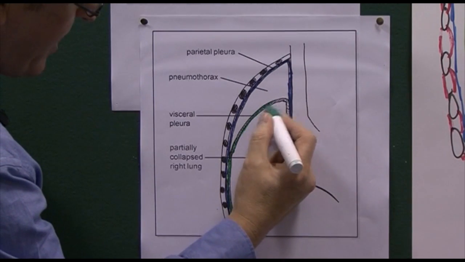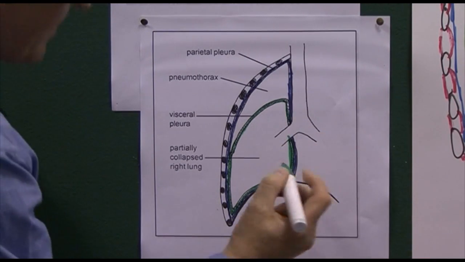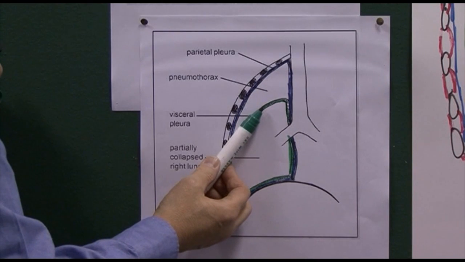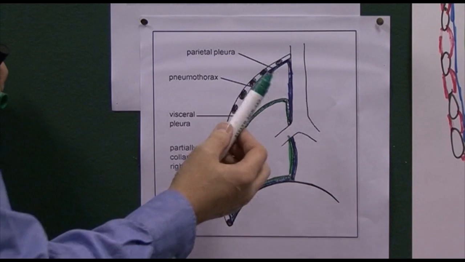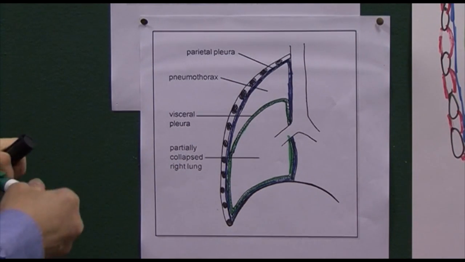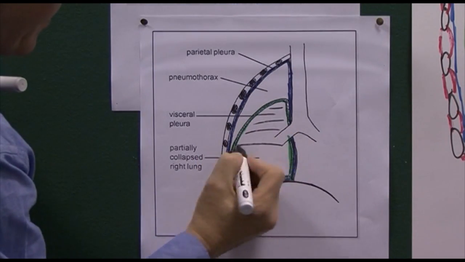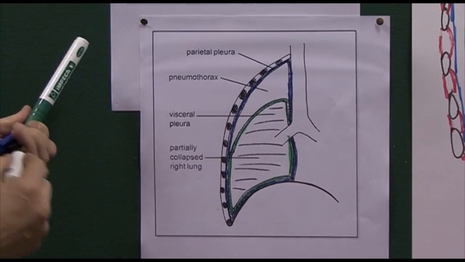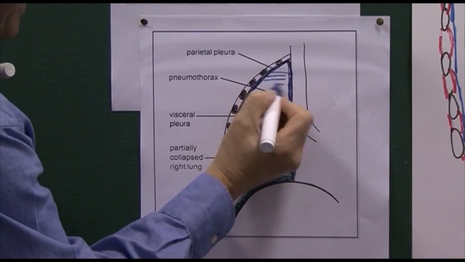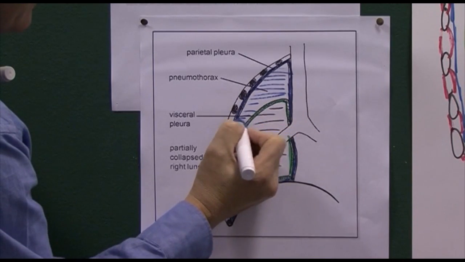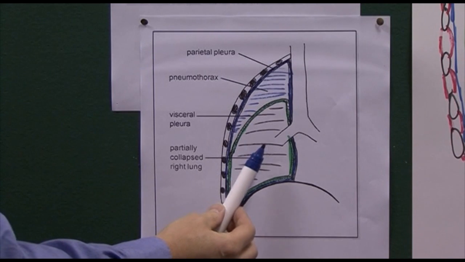But here the lung has partly collapsed. And here we can see that the visceral pleural membrane is no longer in contact with the parietal pleural membrane. So the lung here has a smaller area because it's partly collapsed on this diagram. And that means that this area here is now the area of pneumothorax. It has air as opposed to air and lung tissue.